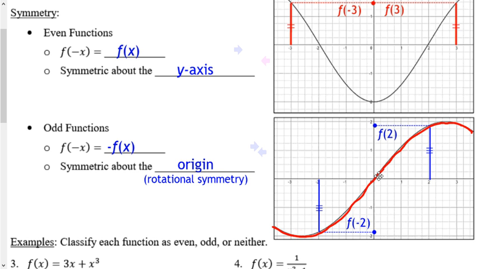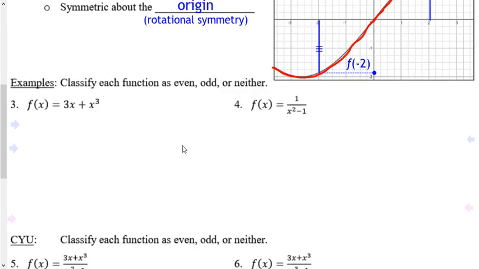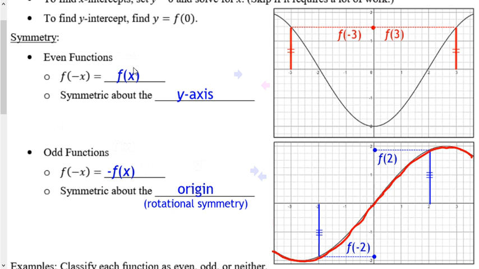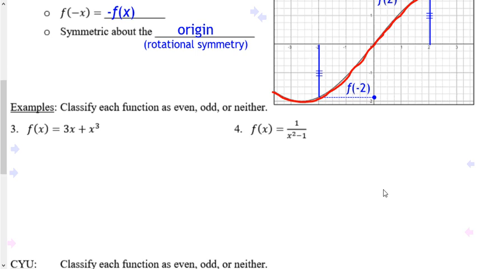Okay, so that's rotational symmetry: f of negative x is equal to negative f of x. So here's how we test for it. We want to classify each of these functions as even, odd, or neither. And as you can imagine, you've seen functions that are neither of these. Most functions won't have a symmetry, but some do.